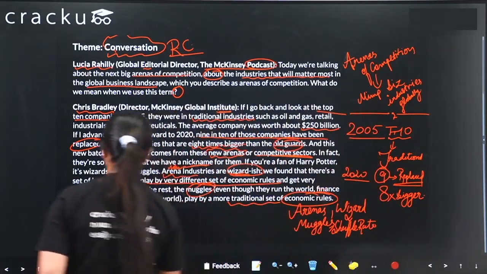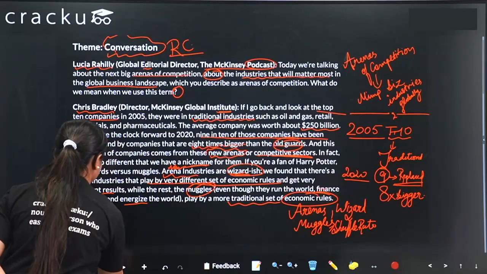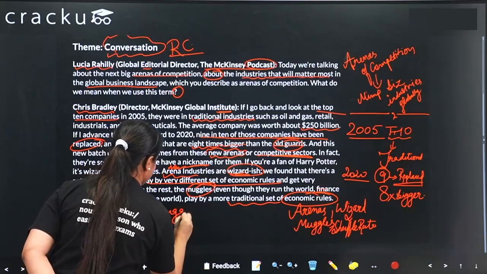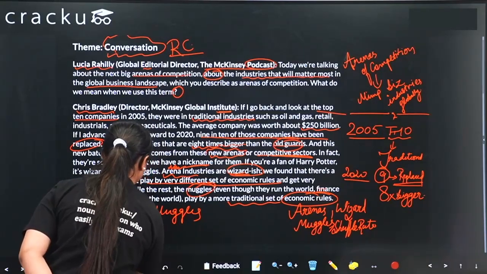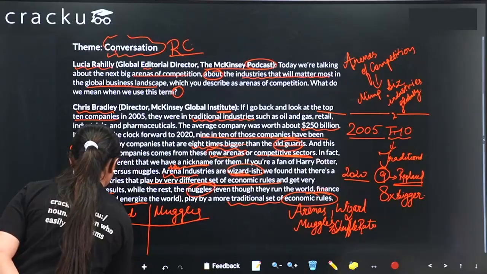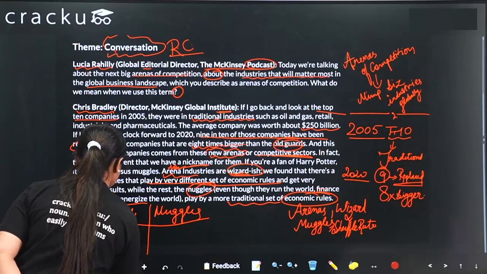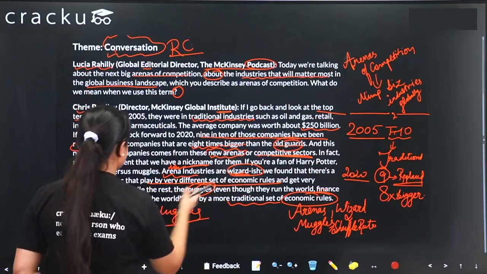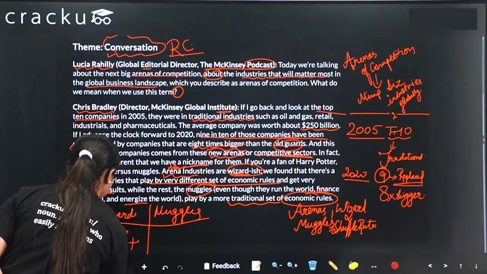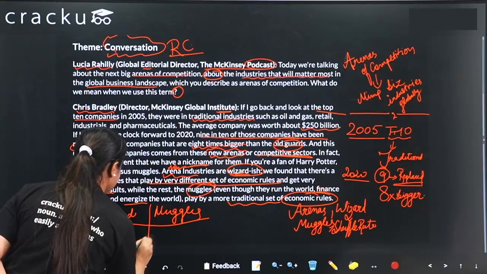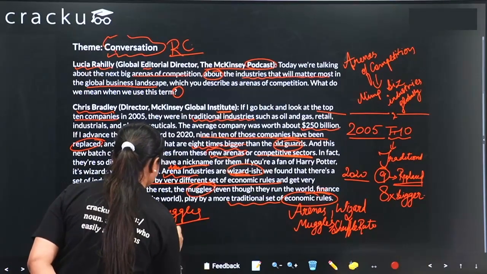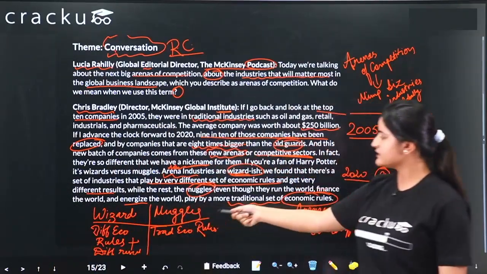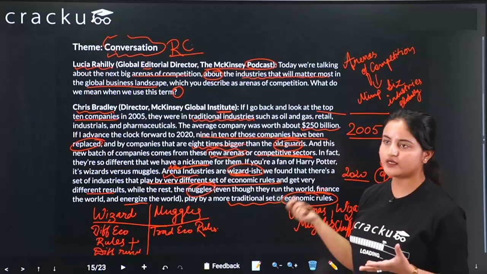So here, the wizards and the muggles are contrasted by what? They follow different economic rules, plus they play by different rules and they get different results. Meanwhile, the muggles follow the traditional economic rules. So their difference is by the sort of economic rules they are following.